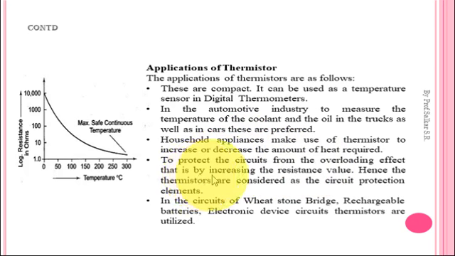That means in certain circuits the overloading effect occurs due to an increase in temperature, and the output of that circuit goes on varying. This overloading effect can be avoided by connecting thermistors in them. And last, thermistors are utilized in circuits of Wheatstone bridge, rechargeable batteries and electronic devices. So here are the applications of thermistors.